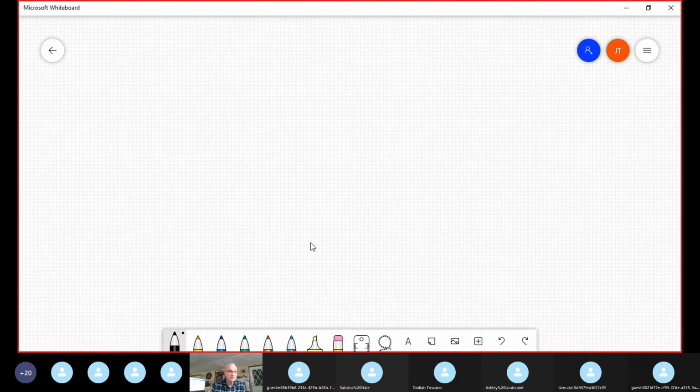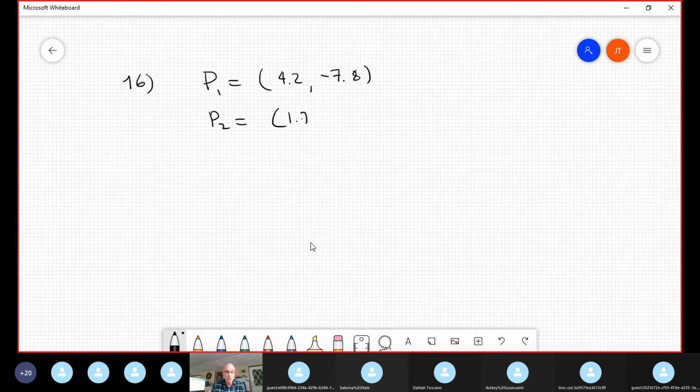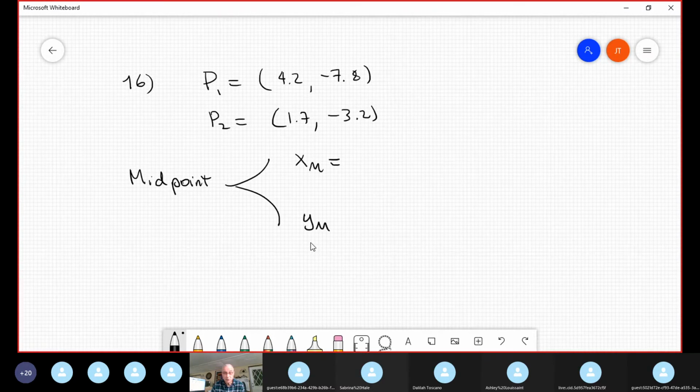Okay, let's do 16. No, 16 is midpoint. It's easier. Midpoint, 2 points are given, P1 is 4.2, comma, negative 7.8. And P2 is 1.7, comma, negative 3.2. So they want you to find the midpoint. The midpoint is a point, and the point contains 2 components, x and y. I put x sub m, y sub m.